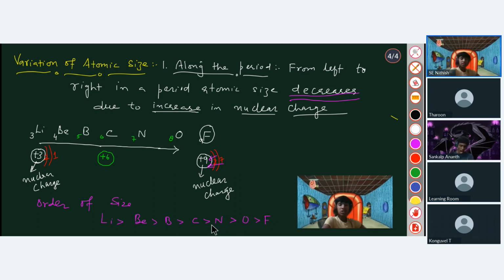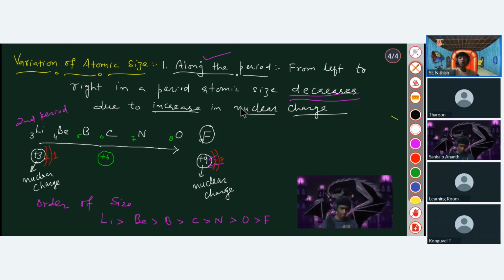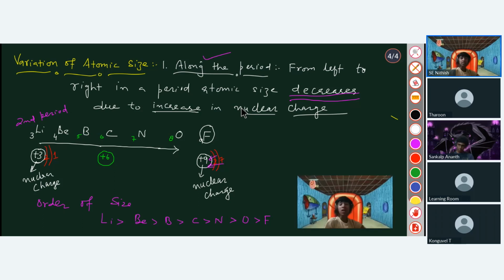Sir, does hydrogen and helium count? They are in the first period. I'm just talking of my second period. Atomic size varies between each period. Exactly. I have written here along the period. Fine. So that means from left to right in a period, atomic size decreases. Hydrogen might have smaller atomic size than lithium.